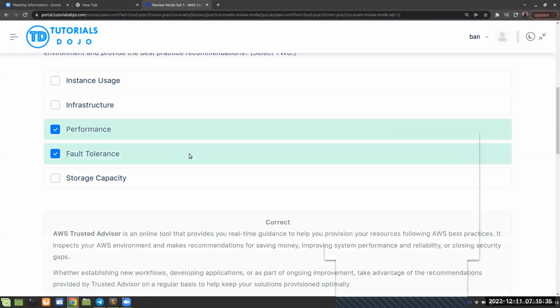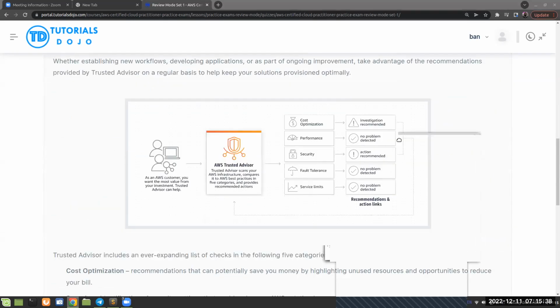Okay, let's check and see. So these are the things you should always remember. If you can have this diagram in mind, it will help you. It has the definition of Trusted Advisor. It is a service that scans your AWS infrastructure and compares it with AWS best practices in 5 categories, and then gives recommended actions. Those are cost optimization, performance, security, fault tolerance, and service limits. Once that happens, it will give you recommendations and actions you can take to make your infrastructure better.